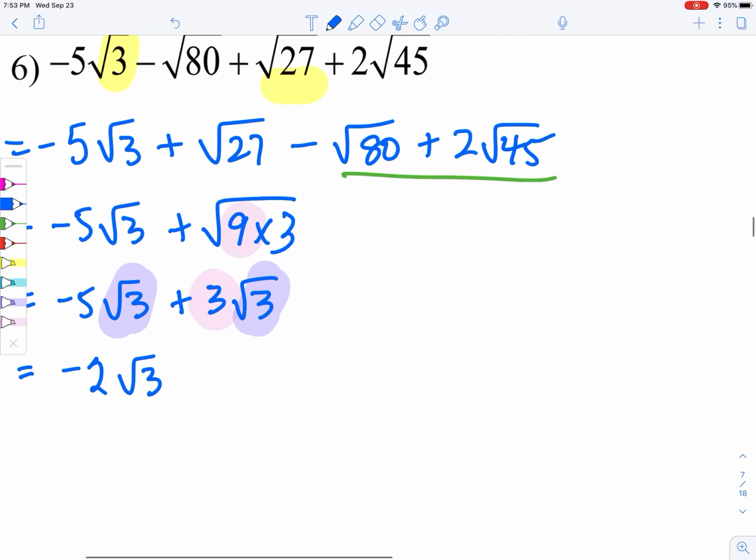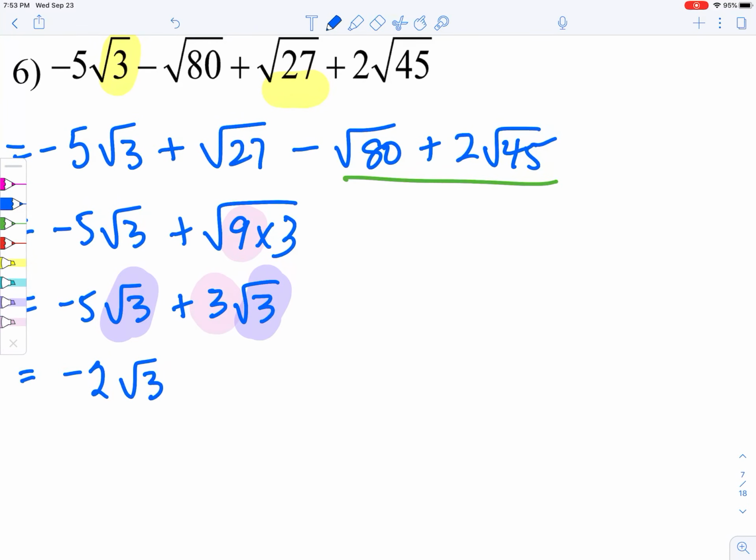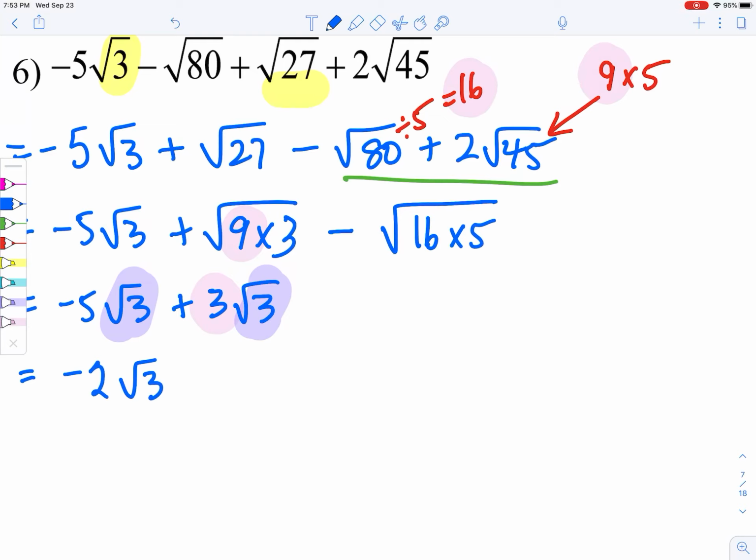Now let's go back to the other part of this question. Root 80 and 2 root 45. So my first thought is that I could write 45 as 9 times 5, and 9 would be a nice perfect square. So I wonder what happens if I do 80 divided by 5. When I do that on my calculator, I get 16, which is another nice perfect square. So watch this. We're going to write 80 as 16 times 5. So plus 2 root 9 times 5.